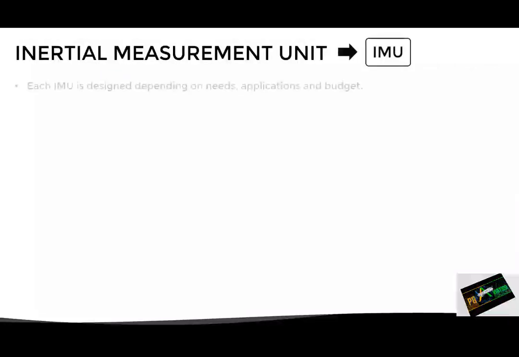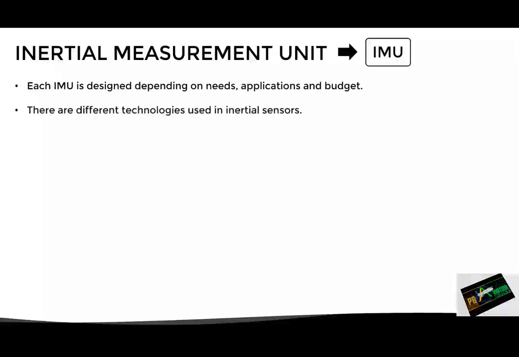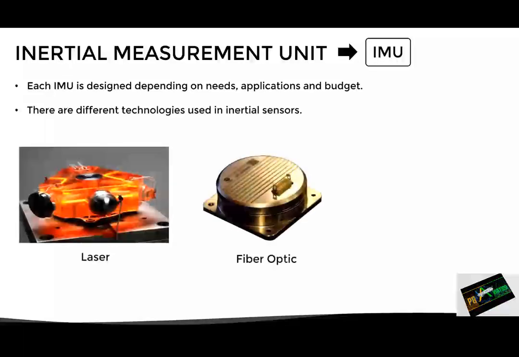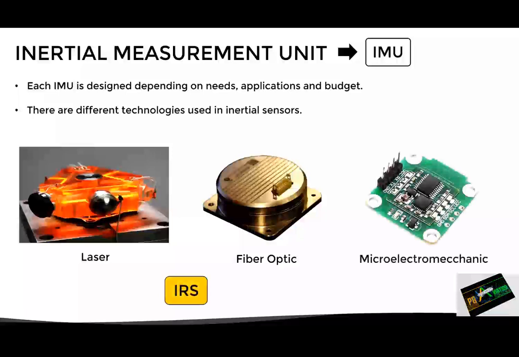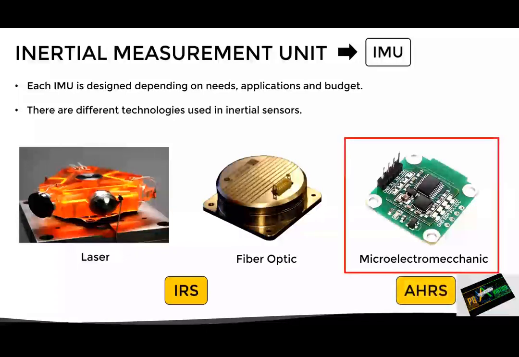Now, it is important to mention that each IMU is different since each unit is designed depending on needs, applications, and budget. Therefore, there are different technologies used in inertial sensors. For example, laser and fiber optic sensors are normally used in advanced inertial reference systems. While on the other hand, microelectromechanics sensors are widely used in attitude and heading reference systems, and therefore in this video we will focus on this type of sensors.